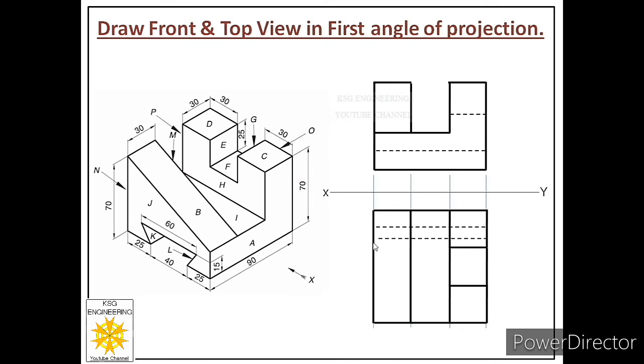This is face K. You can see this width of face K is visible, so that is this base. This is not visible. From the top, its base will be visible. That is the reduced length. That is over here.